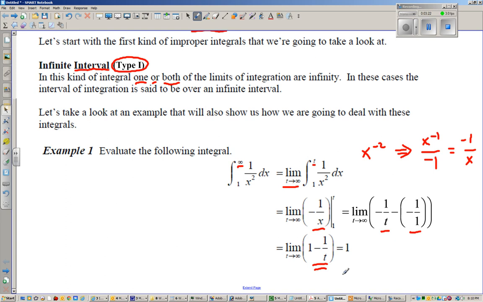And think about this now as t goes to infinity. Of course, this entire fraction goes to 0. And 1 minus 0, of course, is 1. And we say that this integral converges. That is, it sums up or totals, and it converges to the number 1. Let's take a look at yet another example.